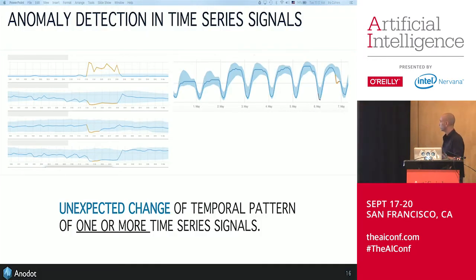So what is anomaly detection? In time series, if you're able to measure something, it's basically any unexpected change in the temporal patterns for one or more time series signals. That's the very high level definition. You can have a time series that looks like that, and an unexpected change in pattern is that orange part. Or you can have multiple time series representing the number of users or visitors or the algorithm performance, and an unexpected pattern change of that performance measure is an anomaly that could indicate you have something going on that you need to pay attention to.